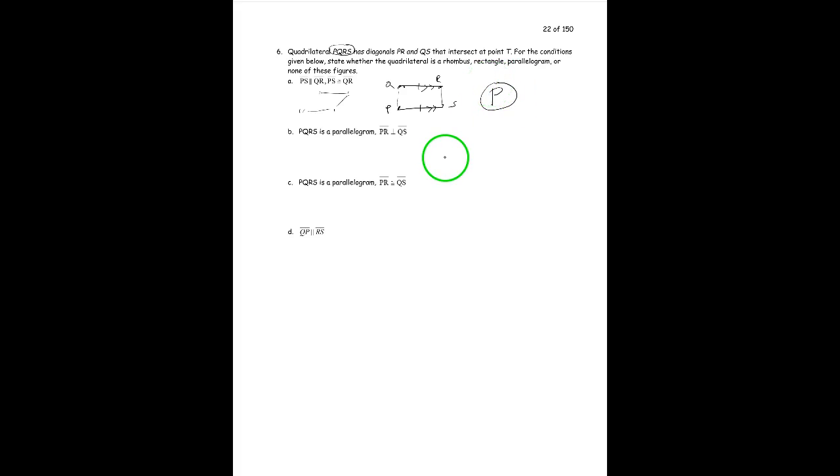So now, PQRS is a parallelogram like the top one, but we're going to see that PR is perpendicular to QS. Again, PR is a diagonal, and QS is also a diagonal. So we're going to have a parallelogram where we know that the diagonals are at right angles to one another.